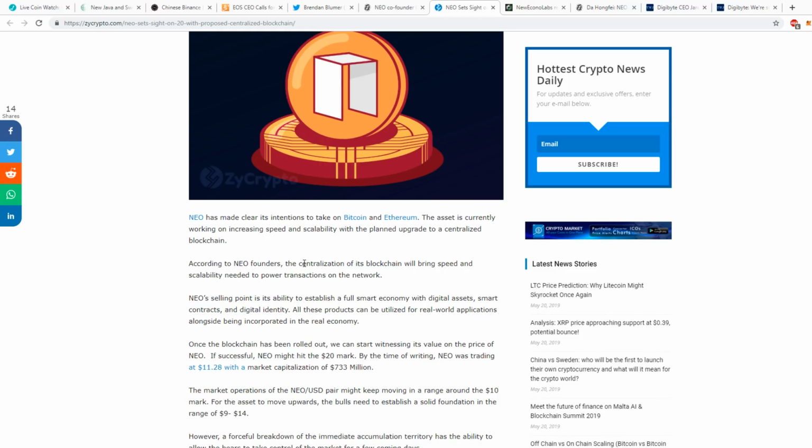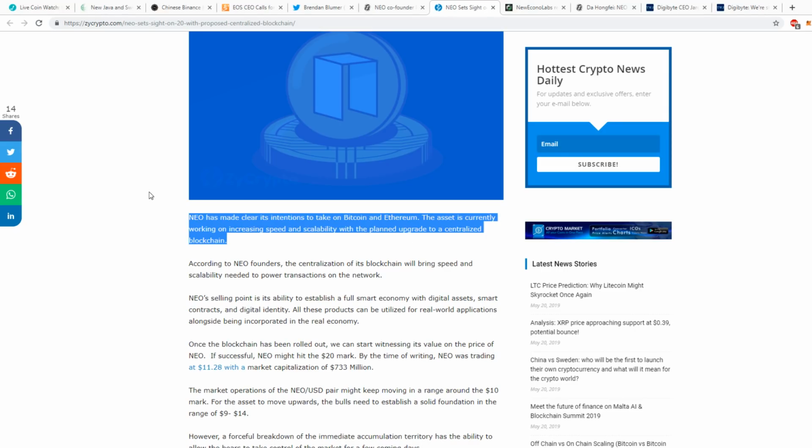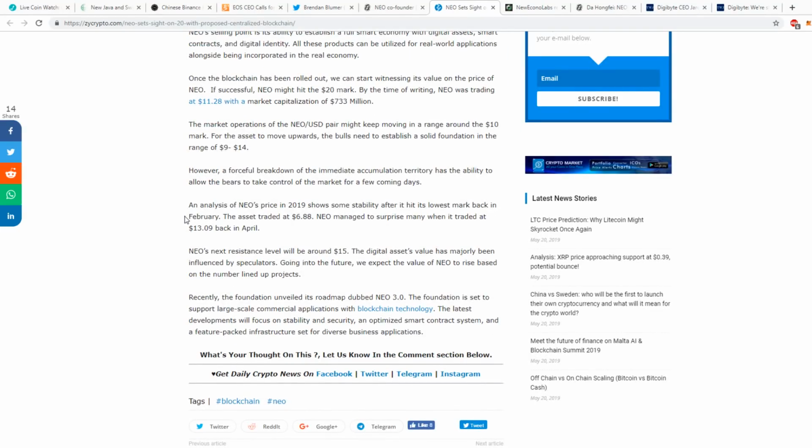Did they themselves point this out, or was this just taken out of different context? Because we all know that Neo and centralization do fall into one pocket a little bit, but for them to really write it like that, I don't know. Neo has made clear its intentions to take on Bitcoin and Ethereum, yet these two are a little bit more decentralized. The asset is currently working on increasing speed and scalability with a planned upgrade to a centralized blockchain.